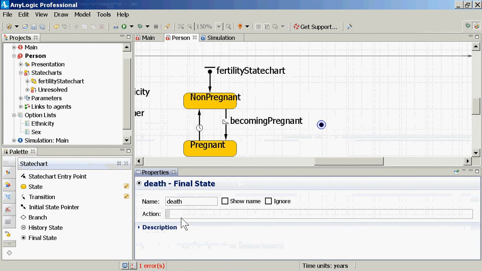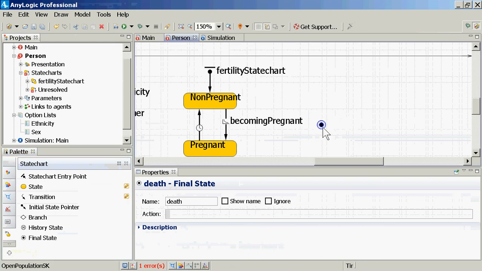Sorry, I just dragged it from the state chart. I should have emphasized this. I dragged it from the palette on the state chart side over to main, to person. It's a final state. It's this sort of thing that looks like a... No, I'm going to connect it up here.